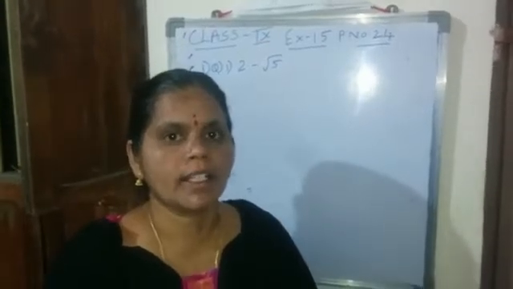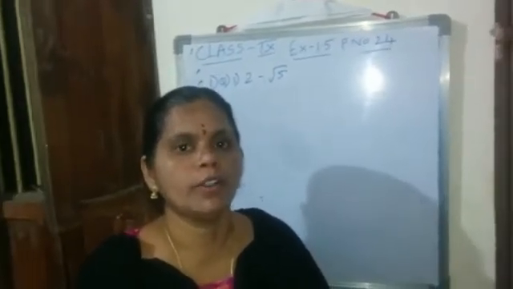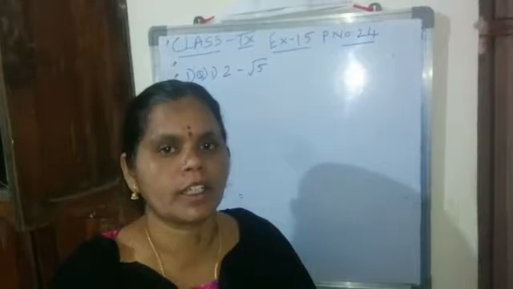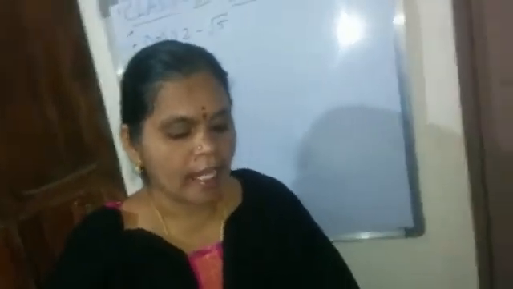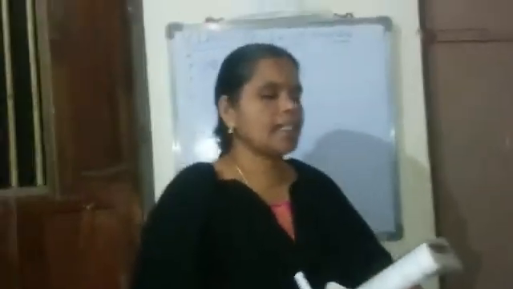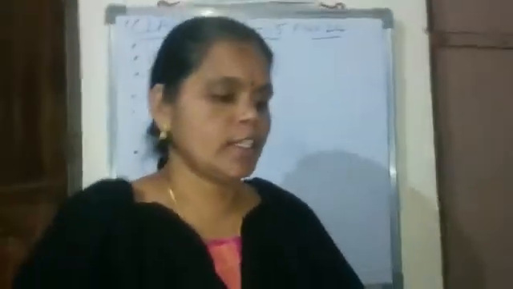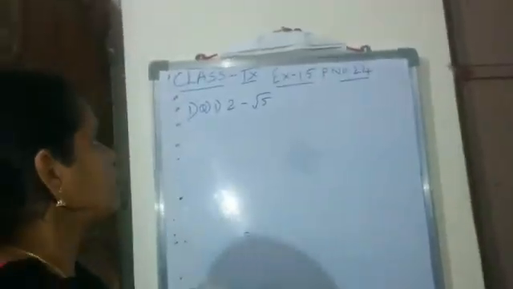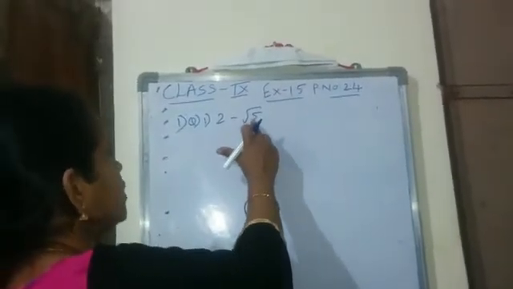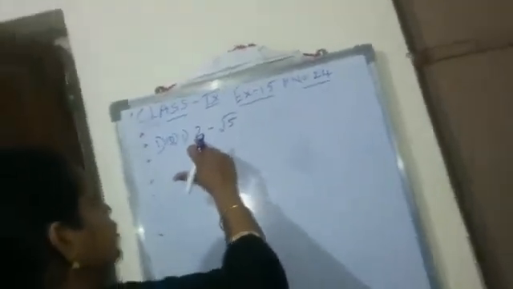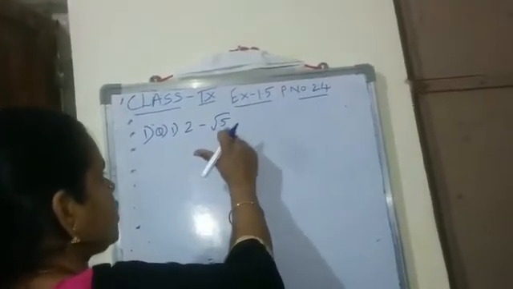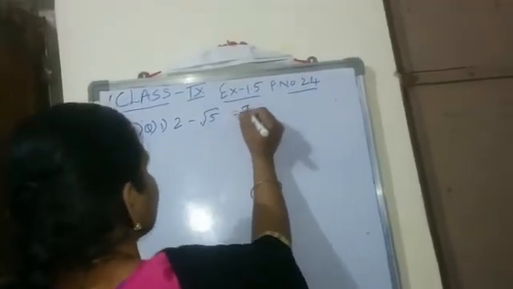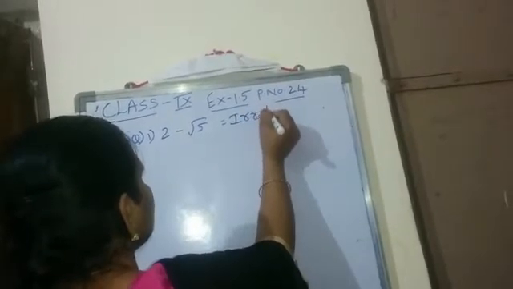Today I will start exercise 1.5. All of you open your classworks and note down in your classworks. Page number 24. The first question is: classify the following numbers as rationals or irrationals. First one is 2 minus root 5. An irrational number is subtracted from a rational number. So, the difference of a rational number and an irrational number is always irrational.